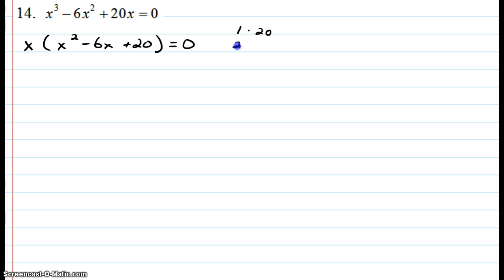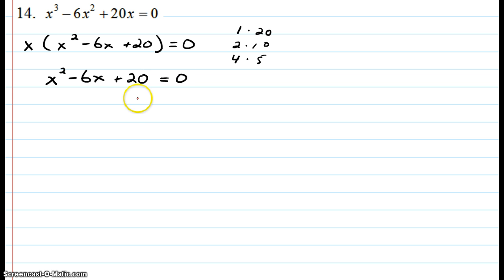20, 2 and 10, 4 and 5, and then the 5 repeats. So these are the 3 factors of 20, and there's no way that we can get a 6 out of these, so that means we can't factor this. So we're going to solve this by completing the square. Again, this is a good one to complete the square on because this middle term is even. If this were an odd number, I would use the quadratic formula.